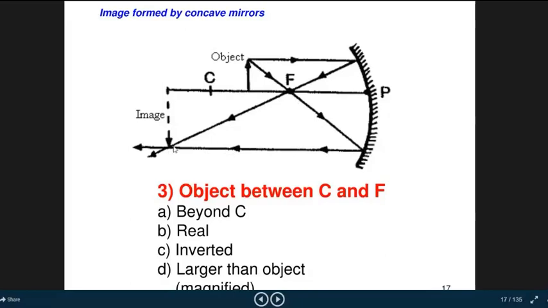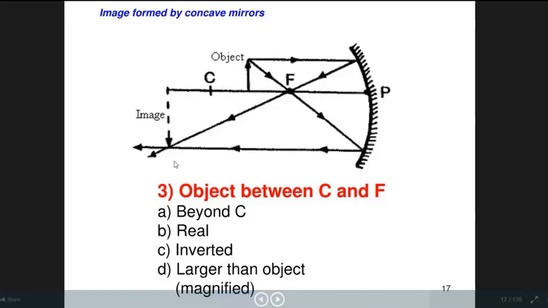And you see here that the size of the image is greater than that of the object, and the image is inverted with respect to the object. Image is real because real intersection is taking place.